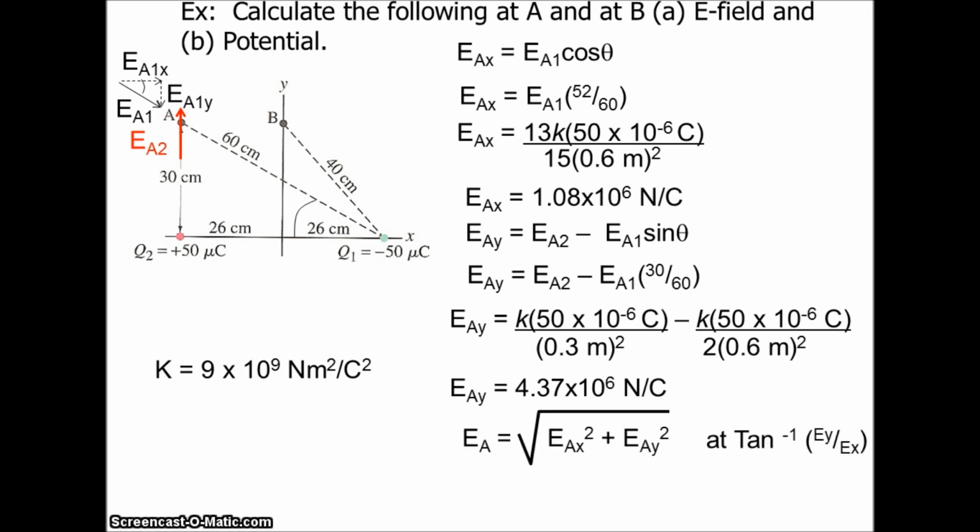And then I want to do the Pythagorean theorem because I want to figure out what the overall vector is when I combine both of these, EA1 and EA2, together. So that's going to be the square root of the X component squared plus the Y component squared. And to find the direction, the angle, it's going to be the inverse tangent of the Y's over the X's, the sum of the Y's over the sum of the X's. And when I do that, I get 4.5 times 10 to the 6th volts per meter, or newtons per coulomb, either way, at 76 degrees above the horizontal.